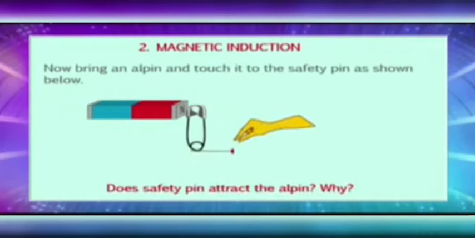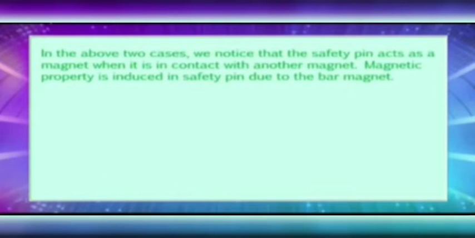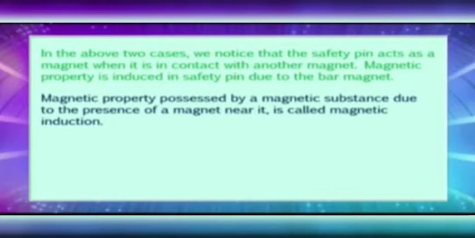Does the safety pin attract the ball pin? Why? In the above two cases, we notice that the safety pin acts as a magnet when it is in contact with another magnet. Magnetic property is induced in the safety pin due to the bar magnet. Magnetic property possessed by a magnetic substance due to the presence of a magnet near it is called magnetic induction.